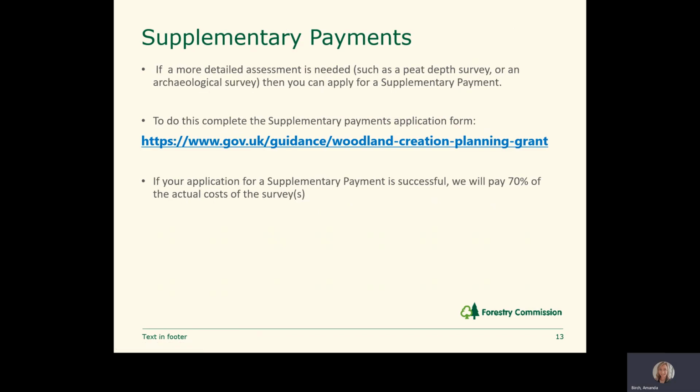If a more detailed assessment is needed, such as a peat depth survey or an archaeological survey, then you can apply for a supplementary payment. To do this, you'll need to complete the Supplementary Payments Application form available on the Woodland Creation Planning Grant page on the gov.uk website. If your application for a supplementary payment is successful, we will pay 70% of the actual costs of the survey or surveys. Where a supplementary payment applies, you will need to follow a standard brief which will set out how the work is required for the survey or assessment.